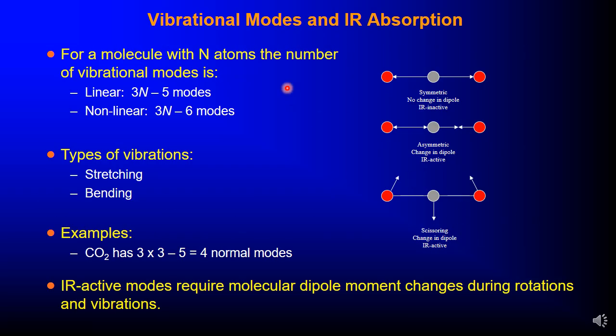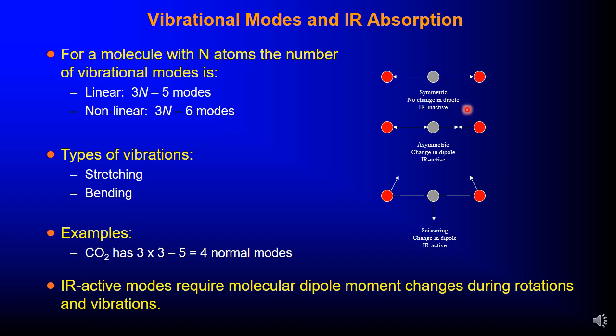So you can see here, for a molecule with n atoms, the number of vibration modes for a linear case will be 3n minus 5 modes. For nonlinear, it will be 3n minus 6 modes.